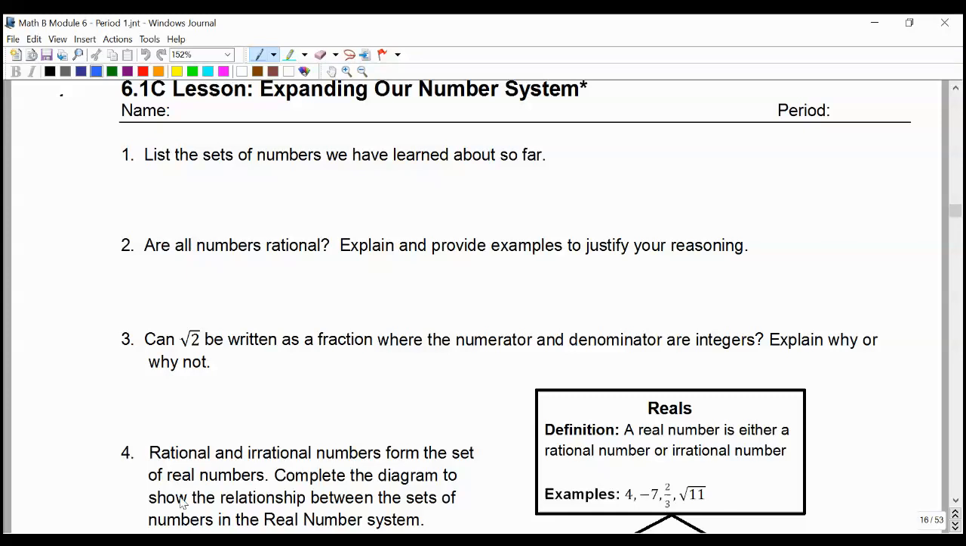This is the 6.1c lesson called Expanding Our Number System. Number 1 says we're going to list the sets of numbers we've learned so far, and we're going to go in order from least to greatest.